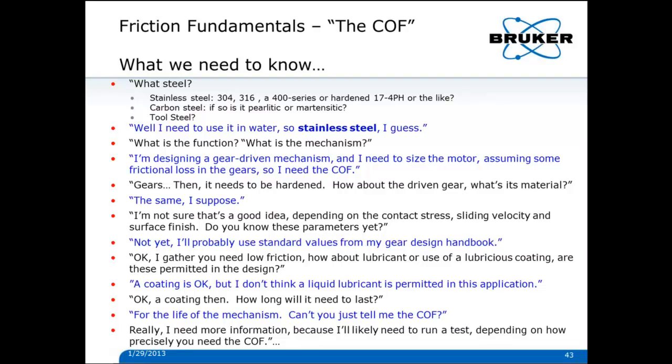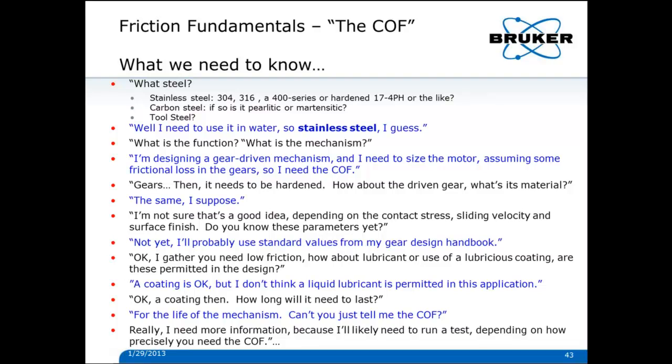Is it carbon steel? If so, is it perlitic or martensitic in microstructure? Is it a tool steel? Colleague: Well, I need to use it in water, so stainless steel, I guess. What is the function? What is the mechanism you're designing? I'm designing a gear-driven mechanism, and I need to size the motor. Assuming some frictional loss in the gears, I need the coefficient of friction for this.